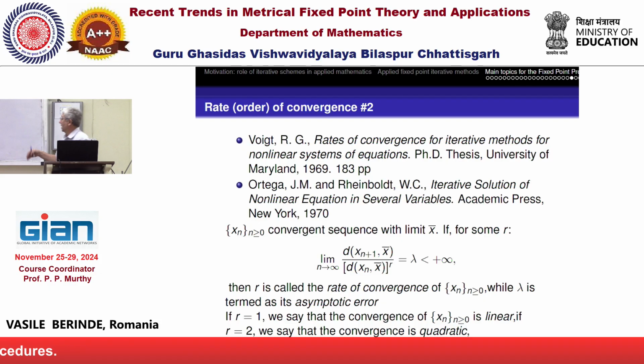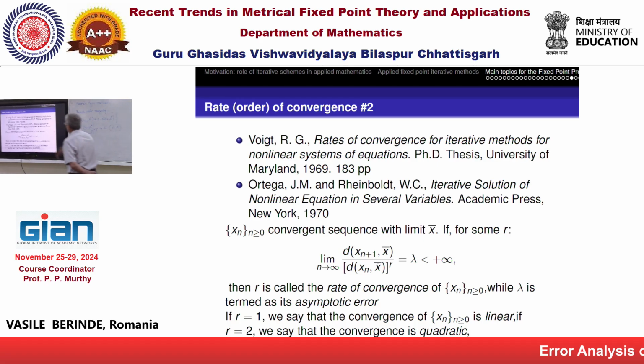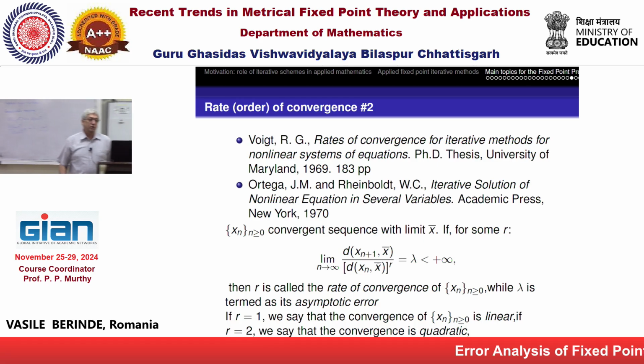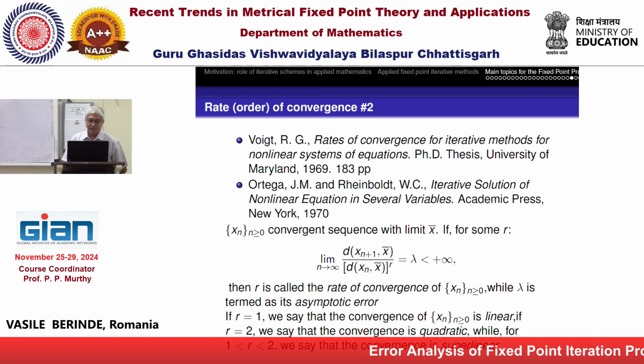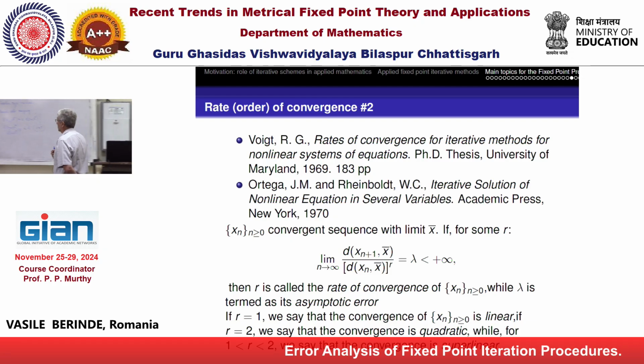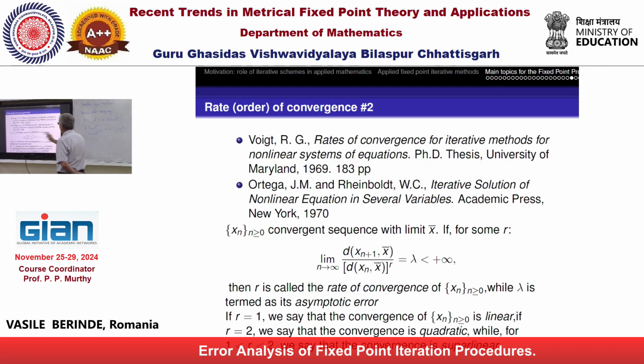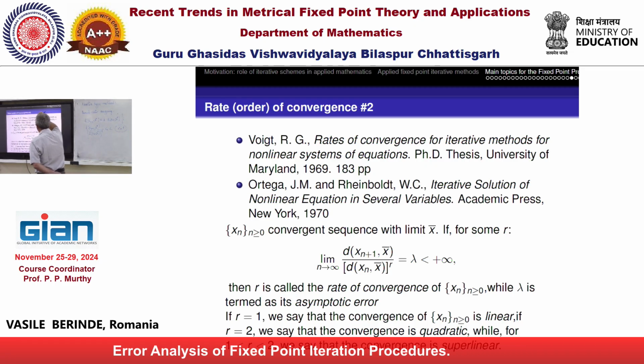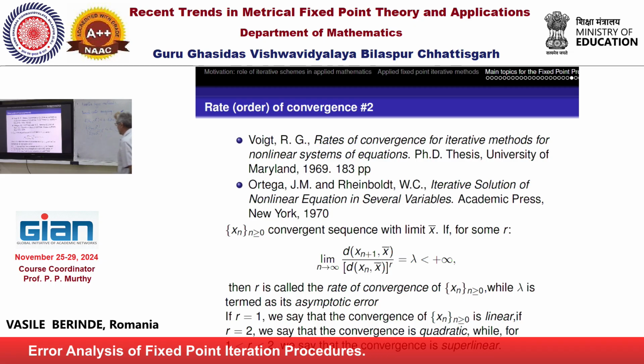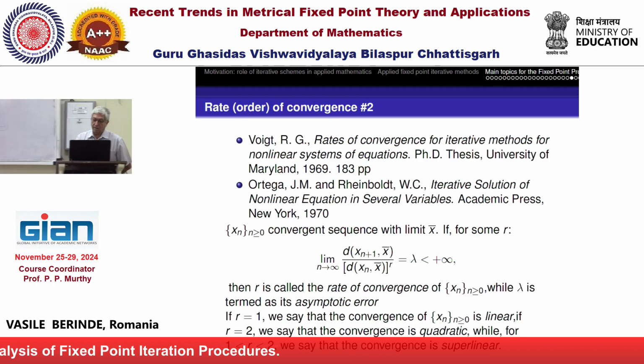If R is 1, as I mentioned, this is linear convergence, and if R is 2, we have quadratic order of convergence, and in case we have R between 1 and 2, we say that the convergence is superlinear.